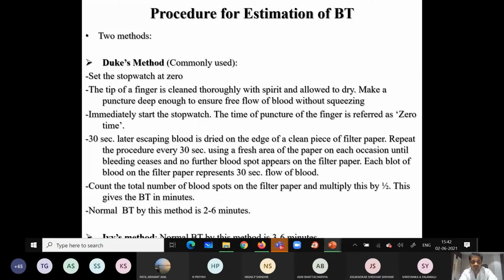Count the total number of blood spots on the filter paper and multiply it by 1 by 2. This gives the bleeding time in minutes.